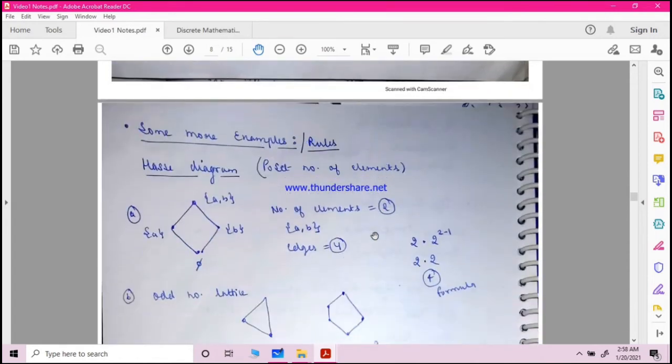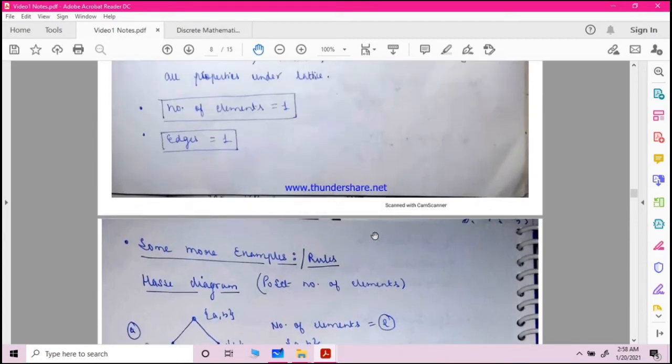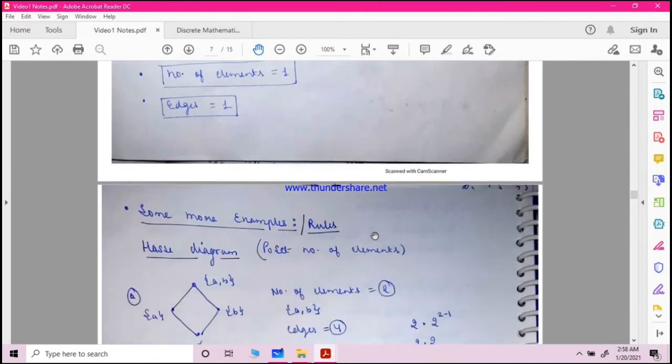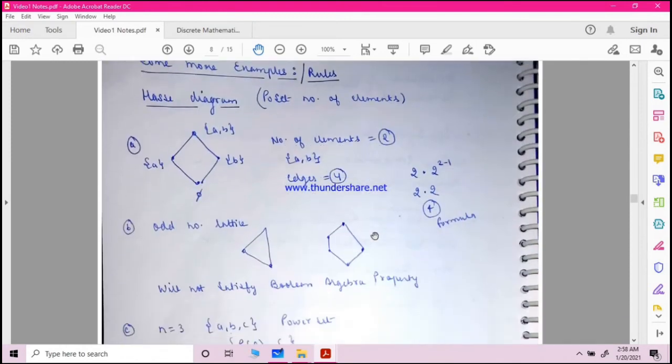So the first one, number of elements 2, edges 1. For AB, number of elements 4 and number of edges are 4. This is how you can simply identify using the formula. Here the number of elements is 4 and the number of edges is 4, which means n into 2 to the power n minus 1, so 4. An odd number of elements in a lattice will not satisfy the Boolean algebra property.